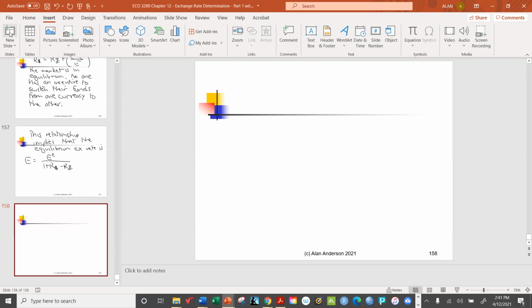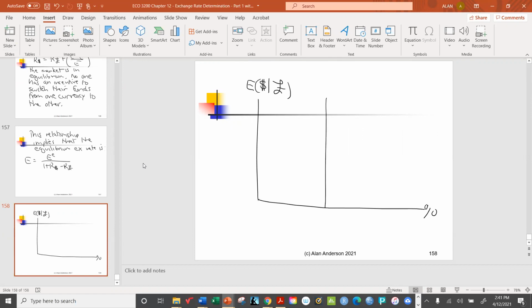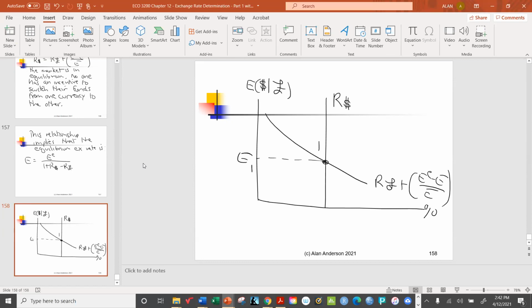And so you might recall that to show how this works, we have on the vertical axis the exchange rate quoted as so many dollars per pound. Over here we have the rate of return. We'll call that a percentage. And then we had the US rate of return here. And then the expected UK rate looks like this. And where they cross, we define that as our equilibrium exchange rate. Let's call that 0.1. And so that's where we expect the equilibrium exchange rate to be.